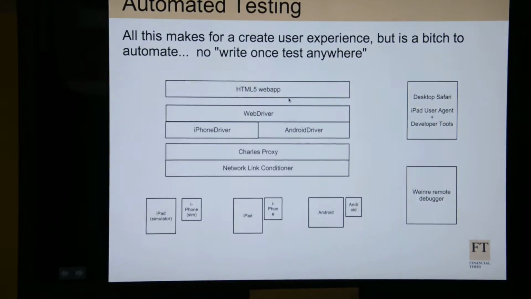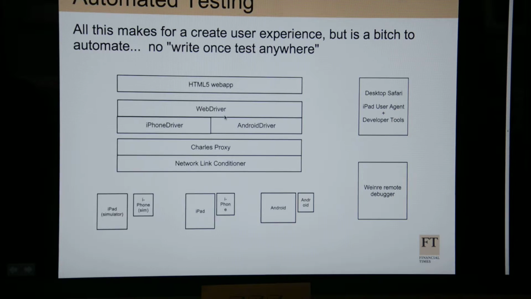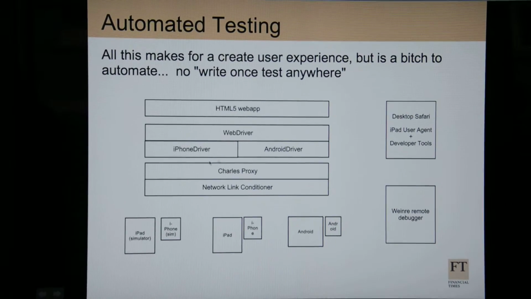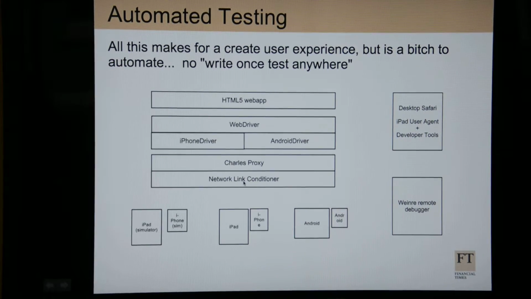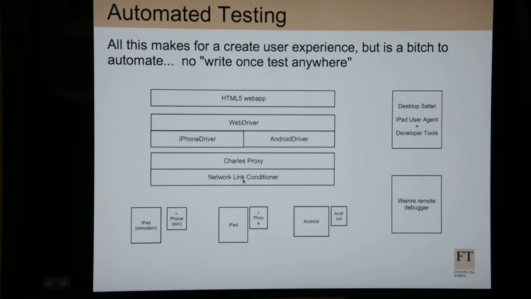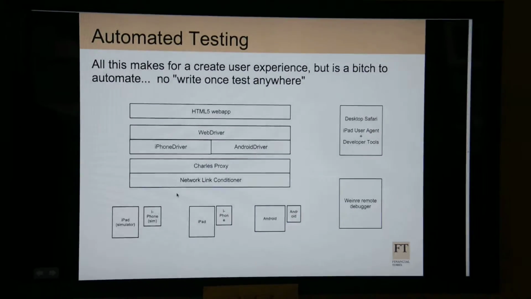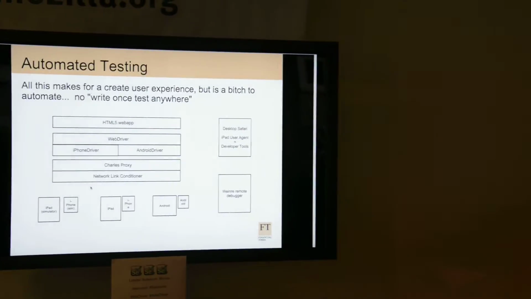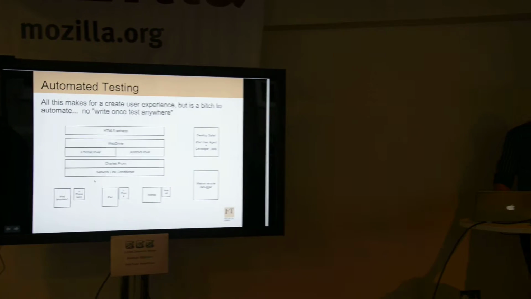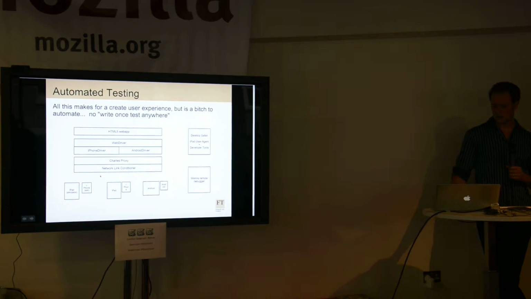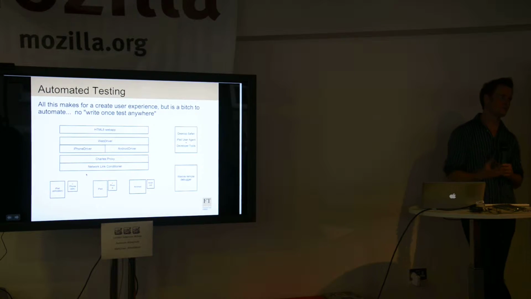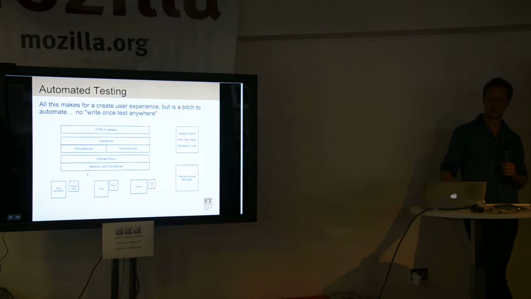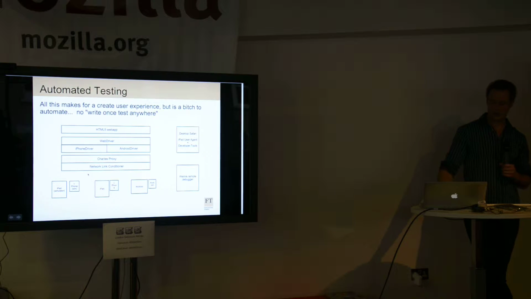So what I've tried to do is basically use Webdriver and the iPhone driver with some other stuff sitting around it, so Charles Proxy and the network link conditioner on the Mac to simulate slow bandwidth and stuff like that, and then use that to drive iPad and iPhone simulators, and then tethered iPhone, iPad, and also Android as well. Now we've just failed completely with the Android, unfortunately, because we use a custom wrapper. We can't automate through the Webdriver iPhone driver web UI view.